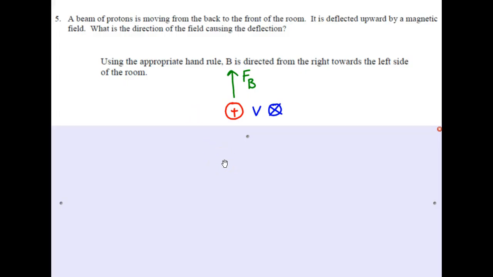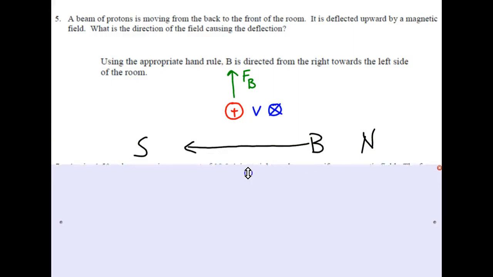Using the FBI hand rule, we take our thumb and point it into the page. Our middle finger, that represents force, is pointed upward. And when we have our thumb pointed in and our middle finger pointed up, we have our index finger pointed to the left. So our B field is from right to left.